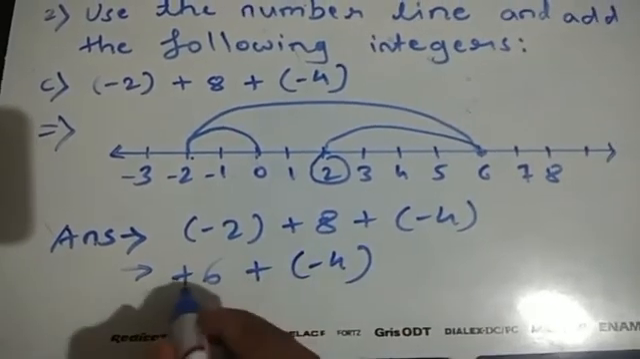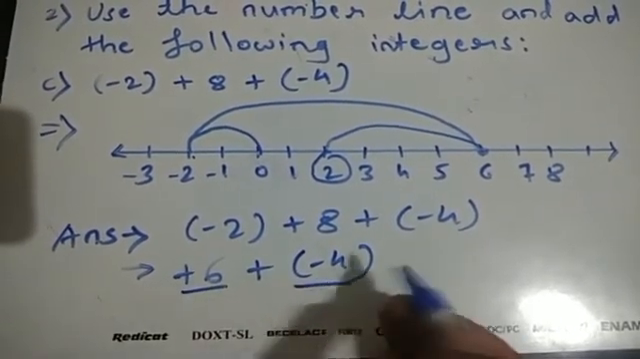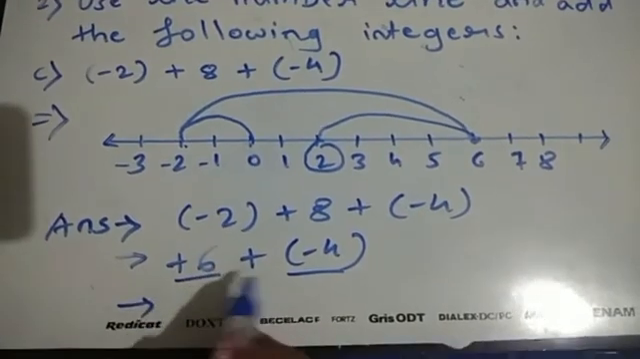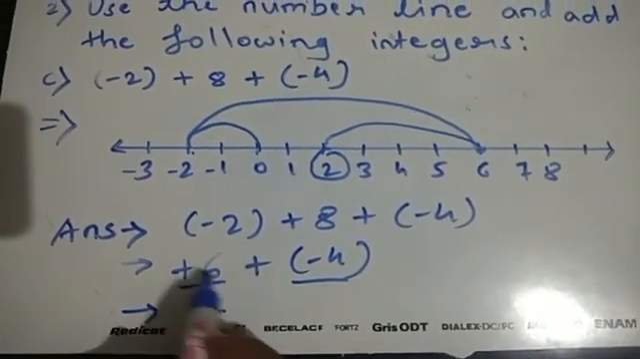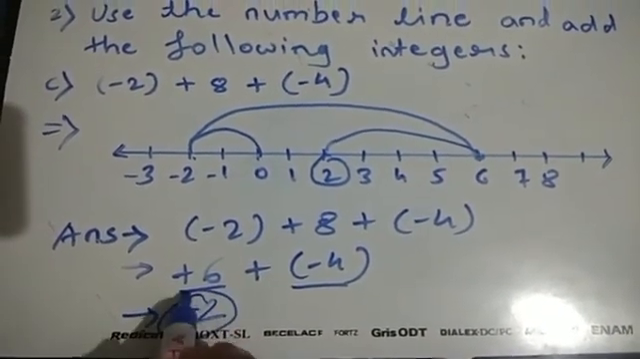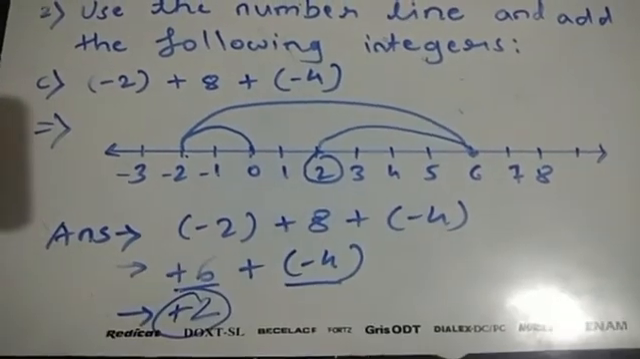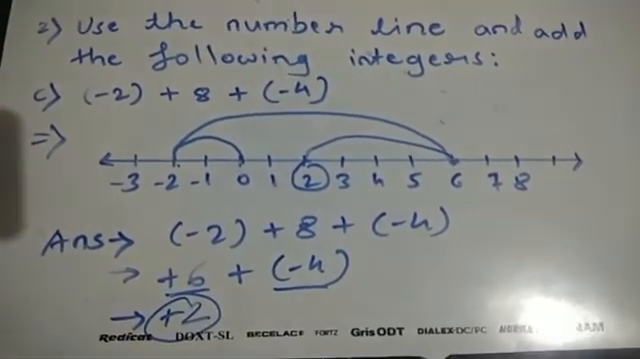Now one integer is positive, another one is negative. Again subtraction. So what will come? 6 minus 4 is 2. And greater number is having plus sign. So what will be the answer? Plus 2. And here also we got plus 2. I hope you understood this part.